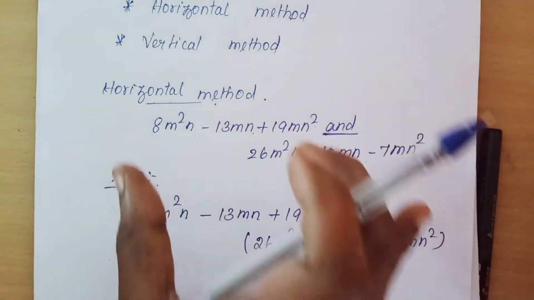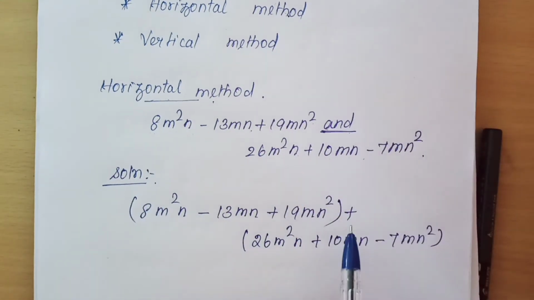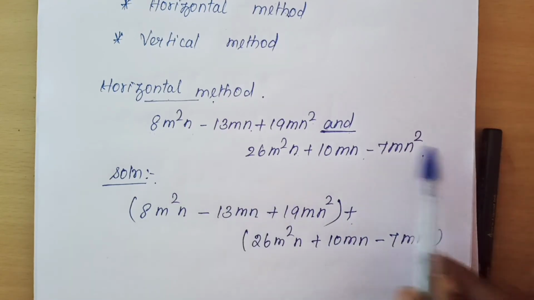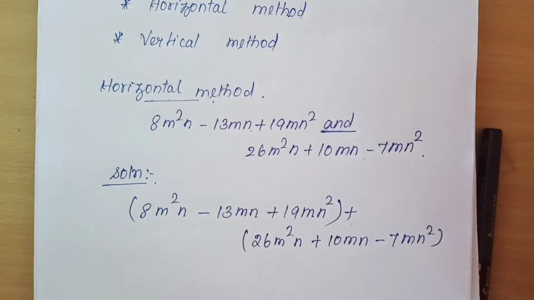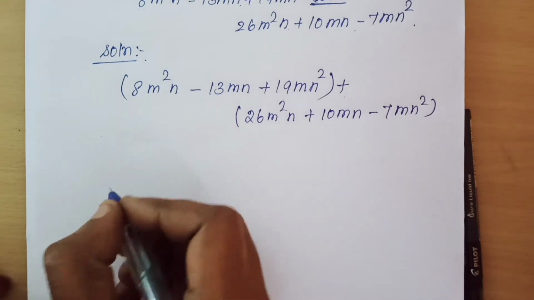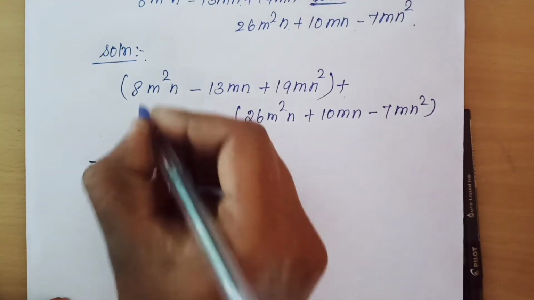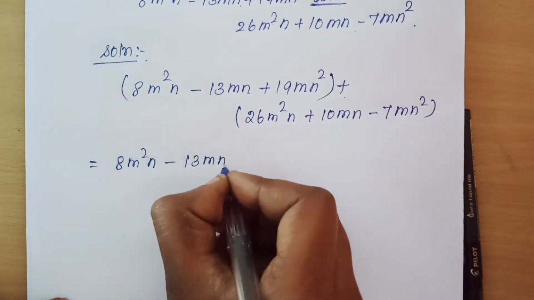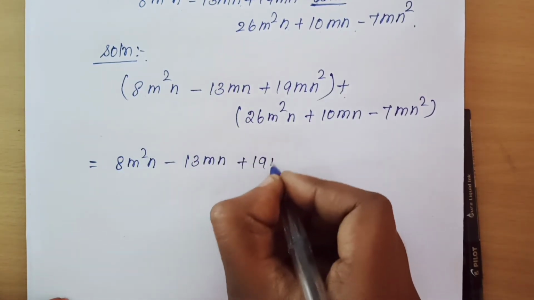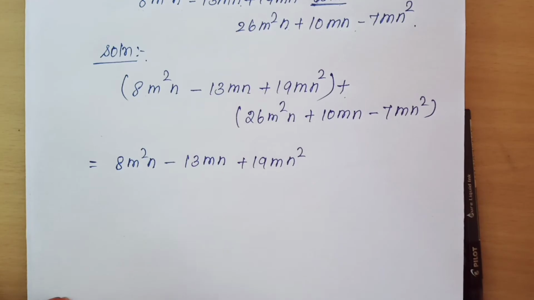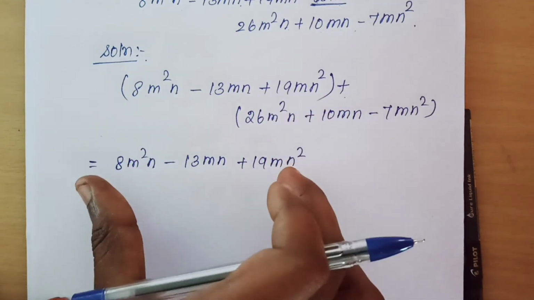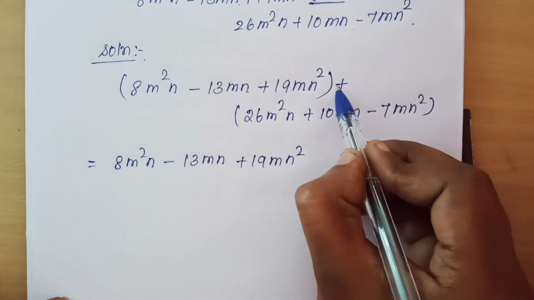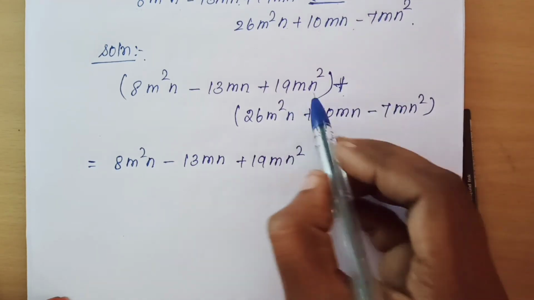So first of all, you have to write the first set of terms, and the meaning of "and plus", and write the second set of terms. Okay, now see here, write the first set of terms as it is: 8m square n minus 13mn plus 19mn square. Okay, you are writing as it is. Next see, what is the sign here?